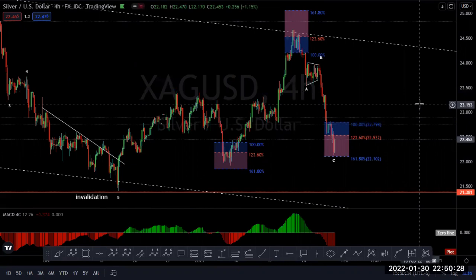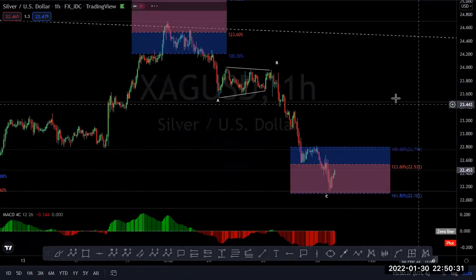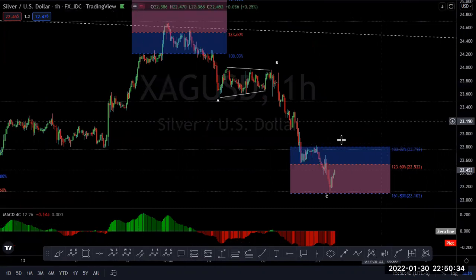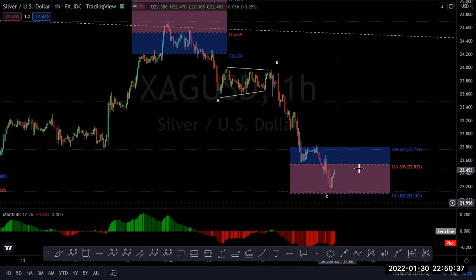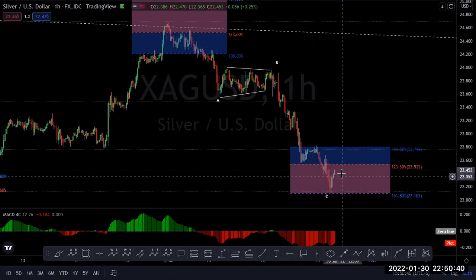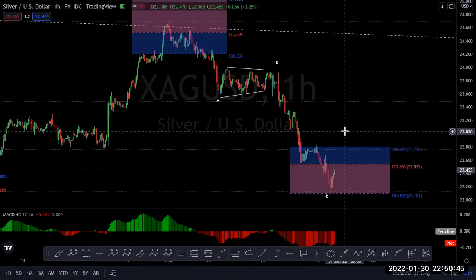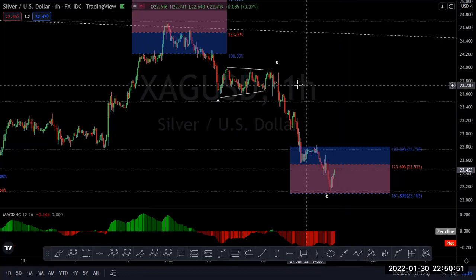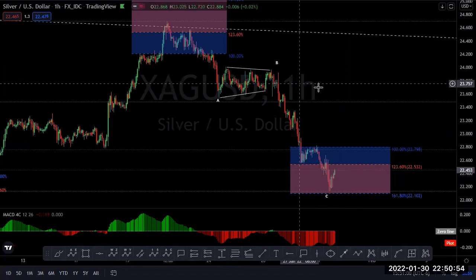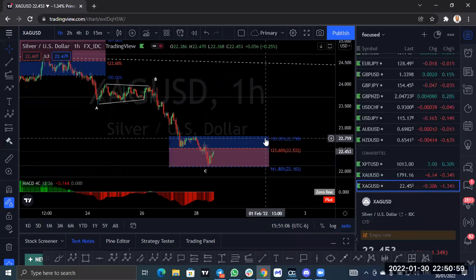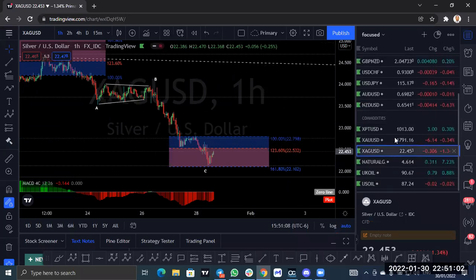So, 1 hour. It's fair enough. But I would like it to make the first higher high before I consider buying. I want it to make the first higher high before I consider buying. Okay. I'm tired already. Let's try to add crude oil, US oil.